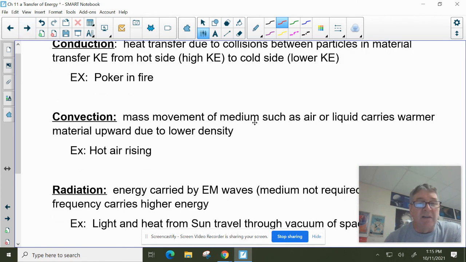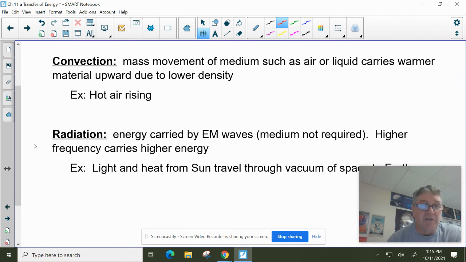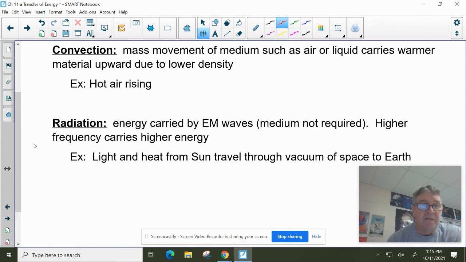So again, this is the big thing. I probably could have cut to the chase. So conduction: heat transfer due to collisions between particles and material from the hot side to the cold side. Kinetic energy, transferable momentum during collisions. Convection is mass movement, usually air or some liquid like water, from warmer to colder due to a density change. And radiation, again, is energy carried by electromagnetic waves.